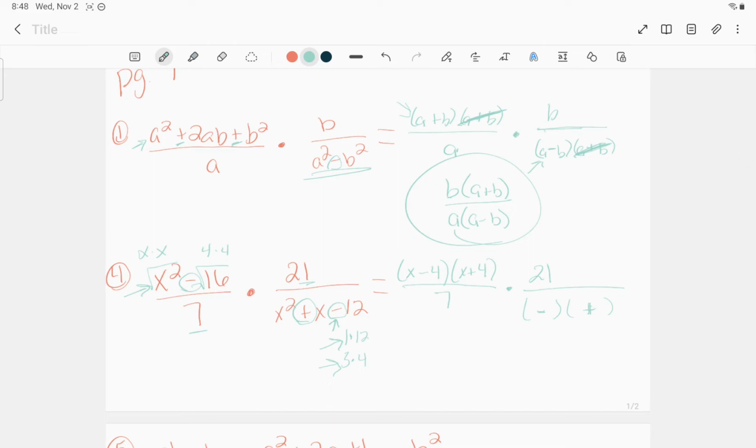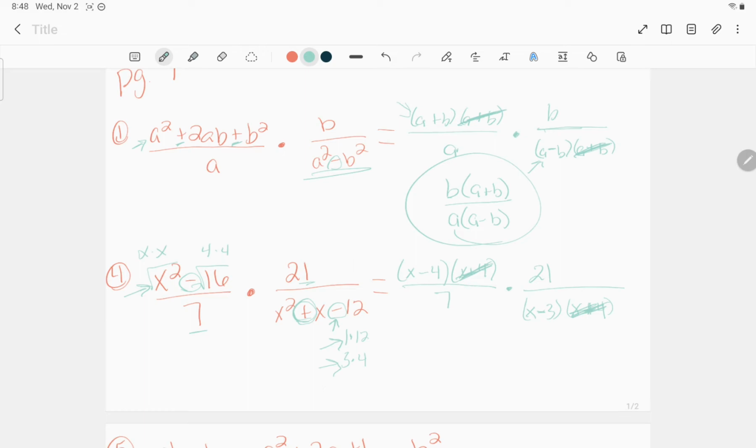So then you need to decide which one needs to be positive and which one needs to be negative. Since I have a positive sign here, my bigger number needs to be positive. So I'm going to put my 4 beside my plus sign and my 3 beside my minus sign, and then I'm just going to throw the x's there in the front. Okay, so from here we can start canceling. I have an x plus 4 in the bottom and an x plus 4 in the top. So those are going to cancel.